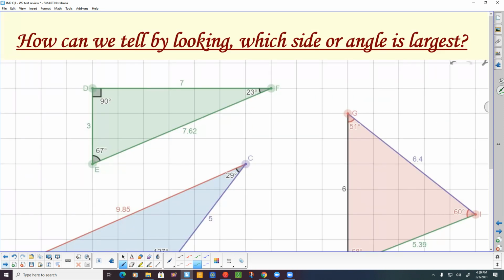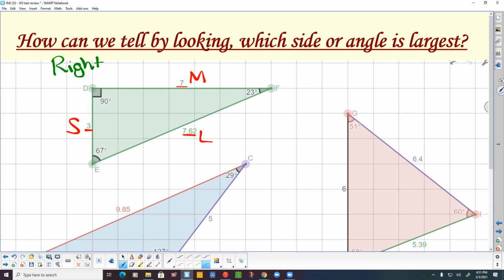Okay, so how can we tell by looking which side or angle is largest? Right now we see 3 triangles. I've got a right triangle here, and all the numbers are on this triangle for me. I can just look at them and see which one's the small, medium, and large, right? This is my large side, this is my medium side, and this is my small, because I'm looking at the numbers 7.62 and 7 and 3. Those are my 3 side lengths. From those numbers, I see the 7.62 is the biggest, the 7 is the medium, and 3 is the smallest.